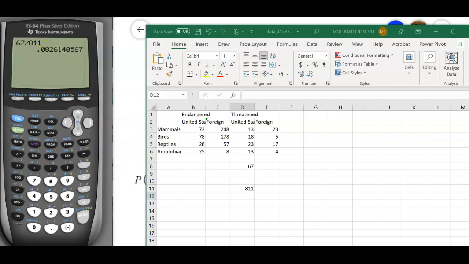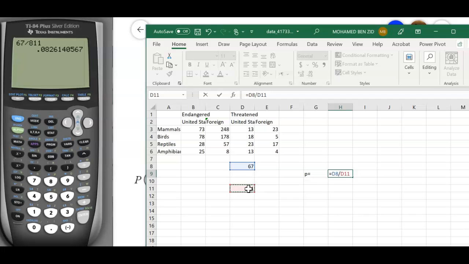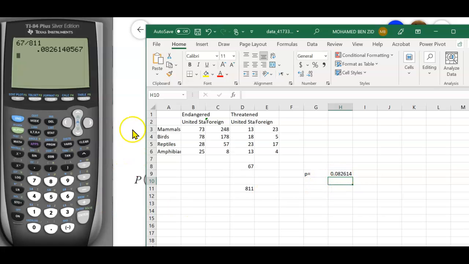While I'm using Excel, I can do that as well. I can calculate the probability, P equals, and I'm going to put it in this cell. I need to start with the equal sign, then highlight this one, which is 67, then the division sign and 811. Every time you use the equal sign, you are creating a function, and every time you click on a cell, you're going to use that value. Once you enter, it gives you exactly the same number. Excel is a wonderful tool for probability.